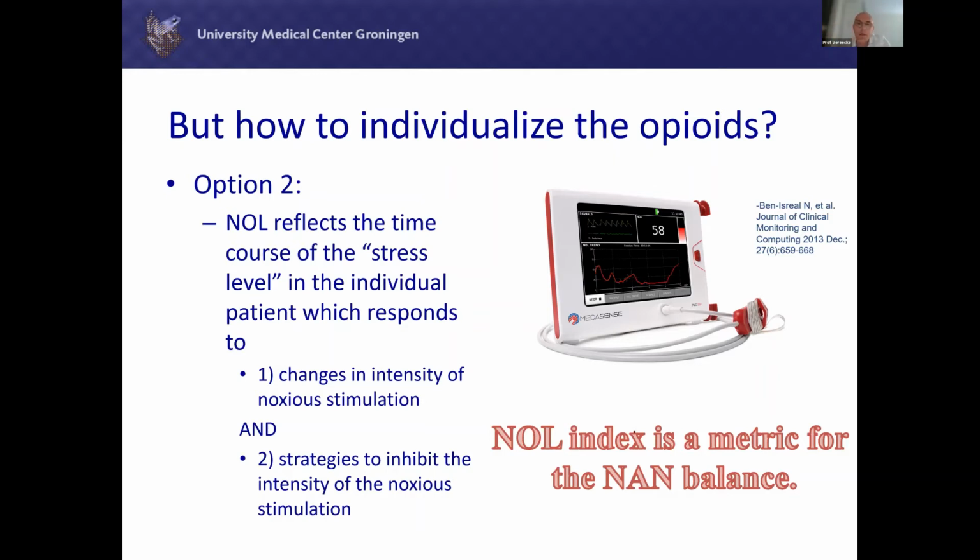Either an increase of the intensity of noxious stimulation will give a tendency of the NOL to be higher. And simultaneously, all our strategies that inhibit the intensity of the noxious stimulation have a tendency to decrease the NOL. So almost literally, the NOL index is a metric of a balance between nociceptive aspects and anti-nociceptive aspects in our anesthetic management. And that's quite a unique feature. It is the balance between nociception and anti-nociception we want to know.